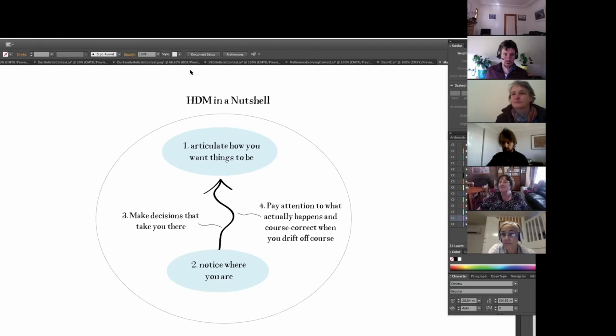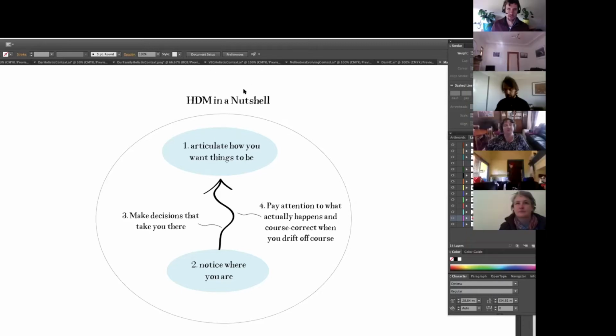We'll keep going here. So you can see this. This is the high level summary, and what I want to do, I guess, is distribute the rest of our time together across these 4 phases of holistic decision making. Probably spend more time on the first one, which is how it ought to be. So articulate how you want things to be, and then we'll come back to noticing where you are, making decisions that take you there, and paying attention to what actually happens, and course correcting.